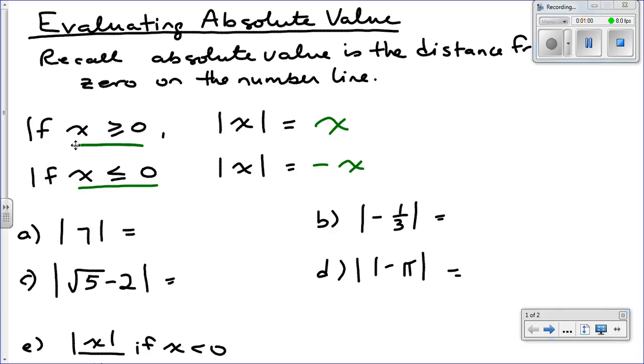A is positive, it's greater than 0. We've got the absolute value of 7, which is 7. We can just drop the absolute value signs. In B here, we're doing the absolute value of negative 1/3. Because it's less than 0, we actually have to change the sign on it. You can think of it as putting a negative in front of negative 1/3. But a negative of a negative is a positive 1/3. So we can just remove the negative sign. It's the opposite, the additive inverse.